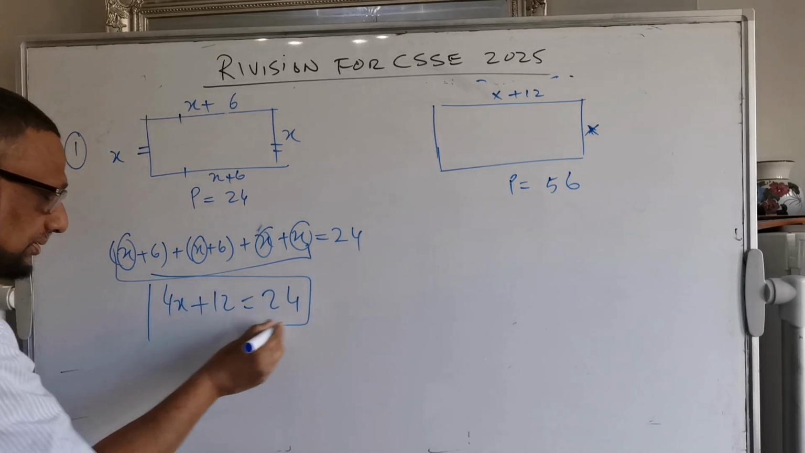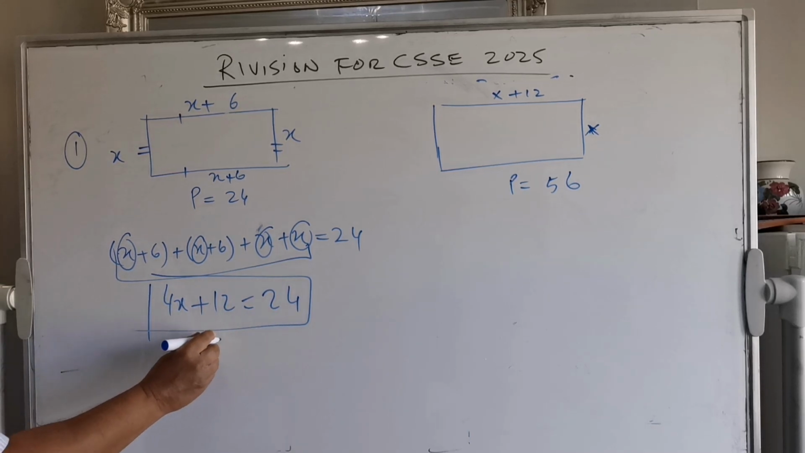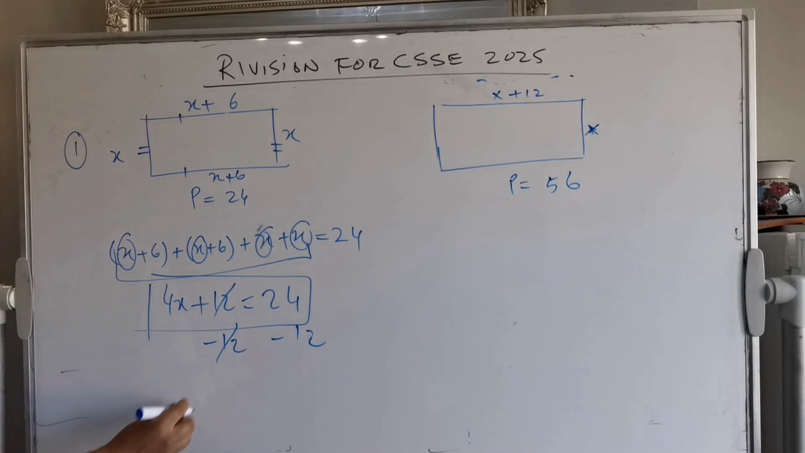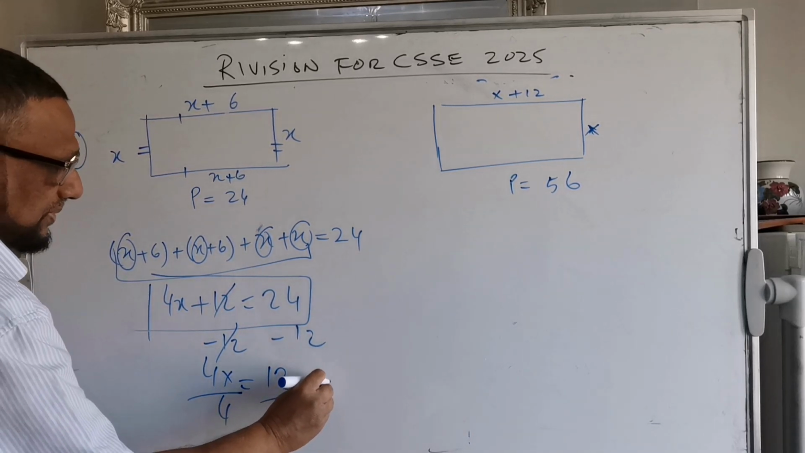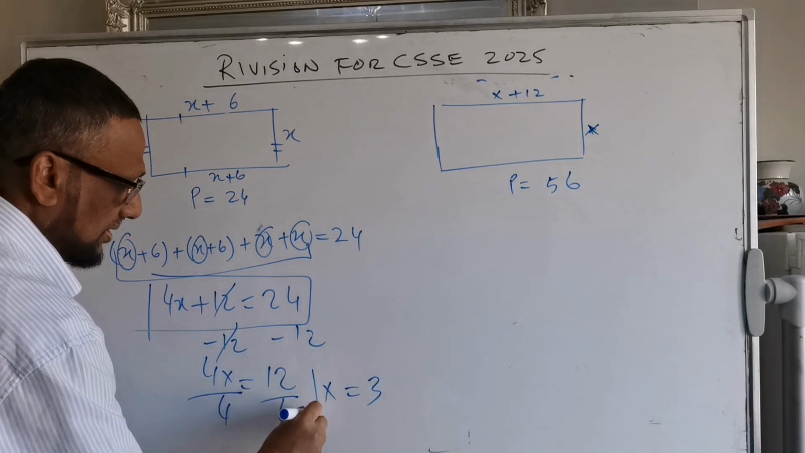Look at this one, and go back to where I started the concept of equation. So 4x plus 12 equal to 24. Cancel this one by subtracting 12. So 4x equal to 12 and divide by 4. So it means the x value is 3.